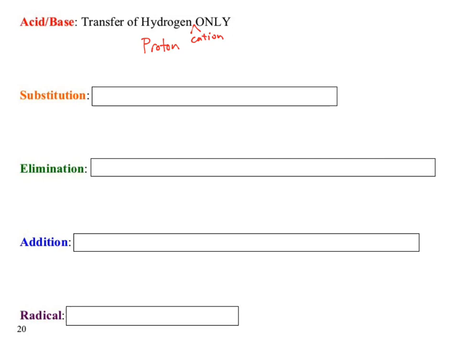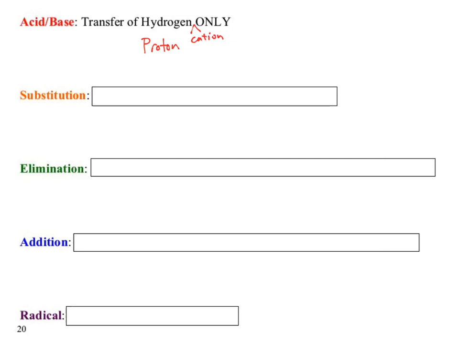Okay. What about substitution? Can we put words to substitution? Yes, you can. So SN1, SN2, those are good kind of word associations, but the issue with SN1 and SN2 is not so much the substitution, but those are mechanisms of how the substitution reaction happened. To be able to look at the mechanism, I have to first recognize that it's substitution. So how do I recognize it's substitution?